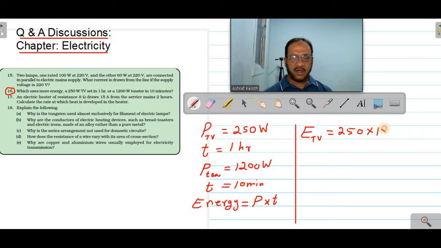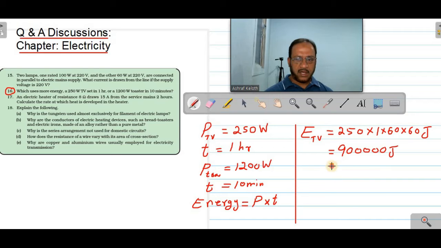For converting 1 hour into seconds, 1 into 60 into 60. This much joule will be the energy consumed by the TV in 1 hour: 9 lakh joule, or we can write 900 kilojoule.